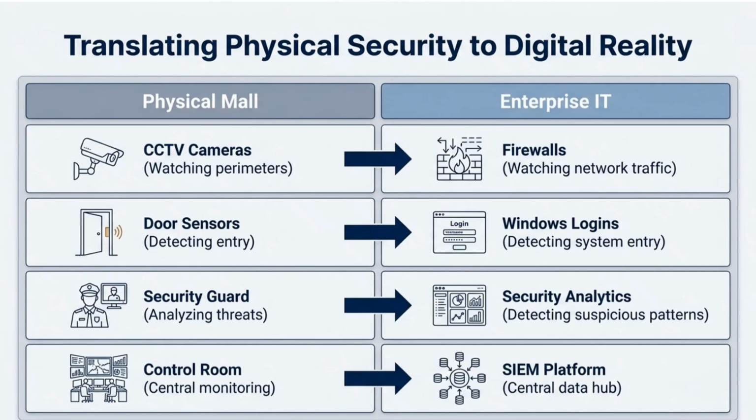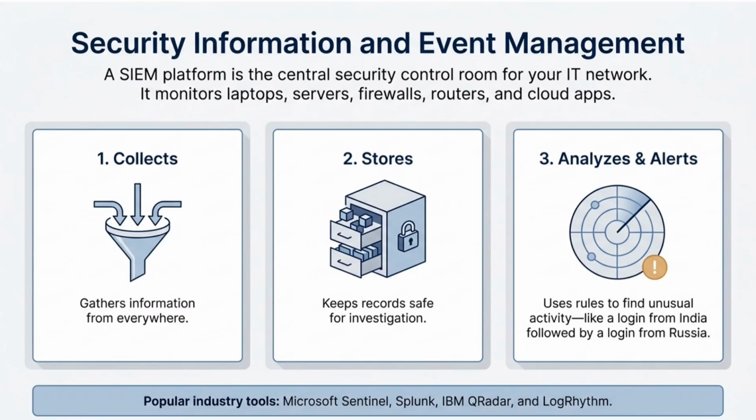SIEM works exactly in the same way. Instead of CCTV cameras, it receives information from Windows computers, Linux servers, firewalls, antivirus software, Microsoft Defender, Microsoft 365, Azure, VPN devices, routers and switches. It collects all this information in one place. Then it looks for suspicious activities and alerts the security team. In simple words, SIEM is a tool that collects data from every device, server, application and network in your company. Then it checks the data for anything suspicious.